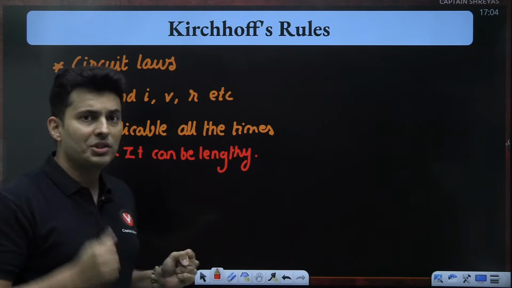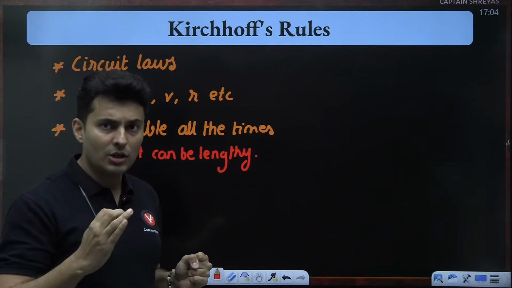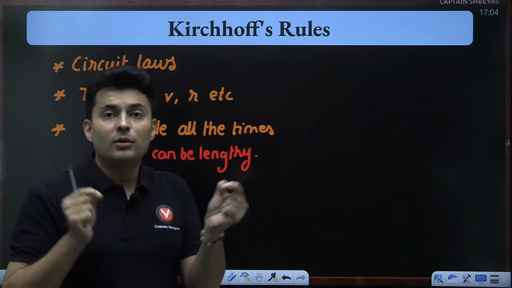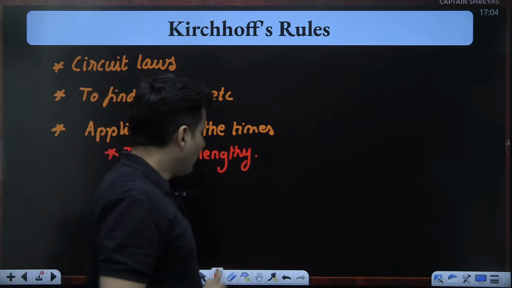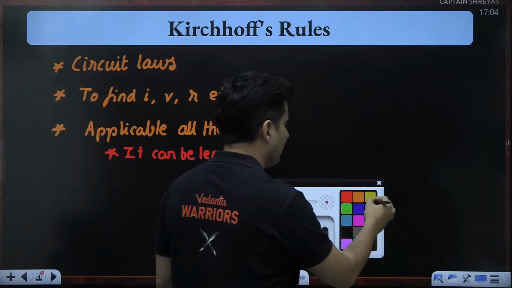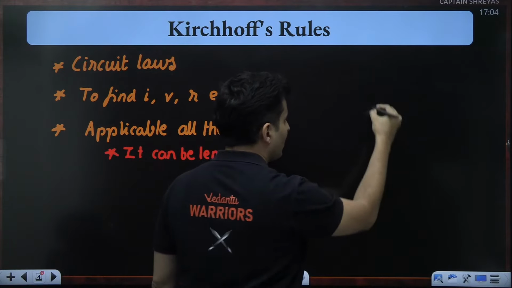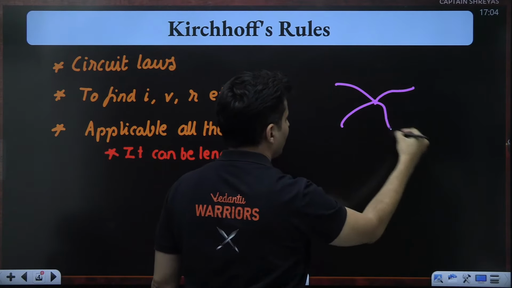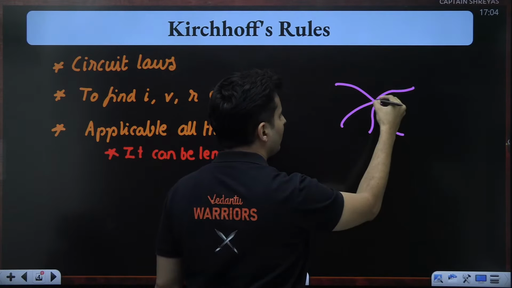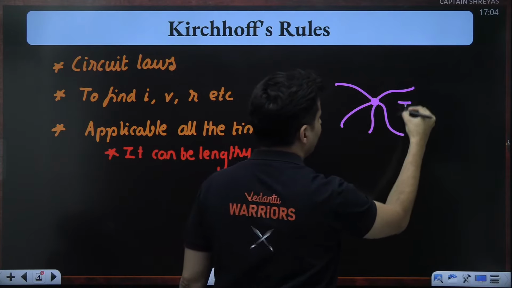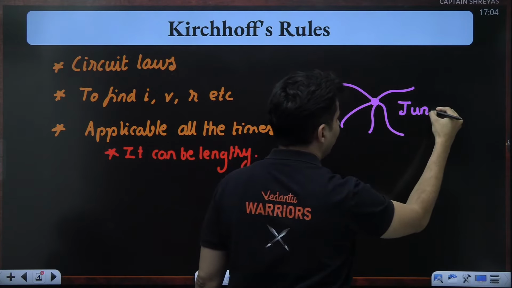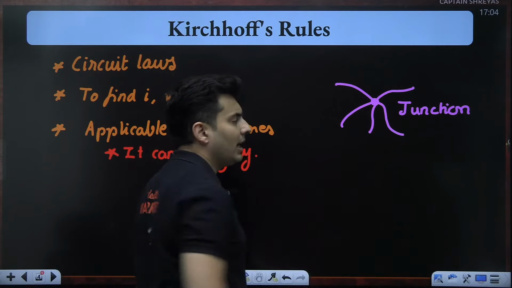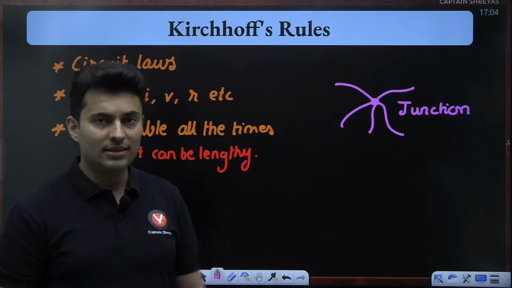These rules are based on basically two principles. We'll talk about it. One rule is at a junction, the other rule is for a loop. So understand the difference between a junction and a loop. Whenever you have a point and there are multiple wires connecting to that particular point, it is called a junction. Like you have a railway junction. A lot of railway tracks meet at a particular station. That is what you call a junction.